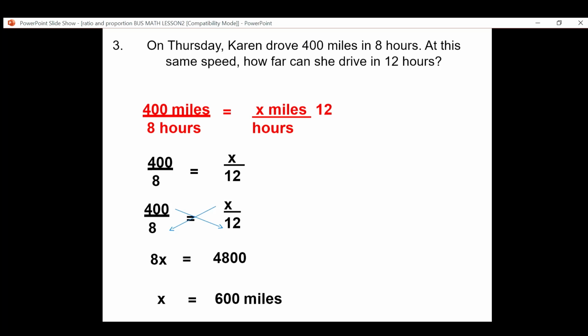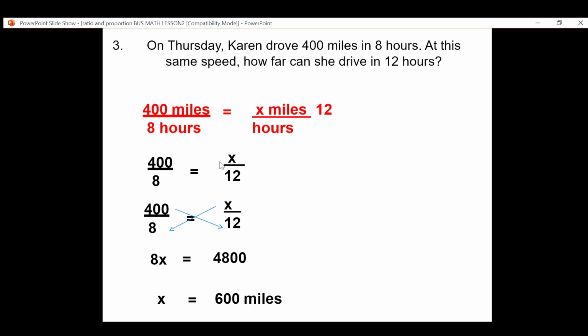Okay, so another one. On Thursday, Karen drove 400 miles in 8 hours at the same speed. How far can she drive in 12 hours? So, setting up our proportion, 400 miles to 8 hours equals, let the unknown distance, how far can she drive, be x miles, over 12 hours.